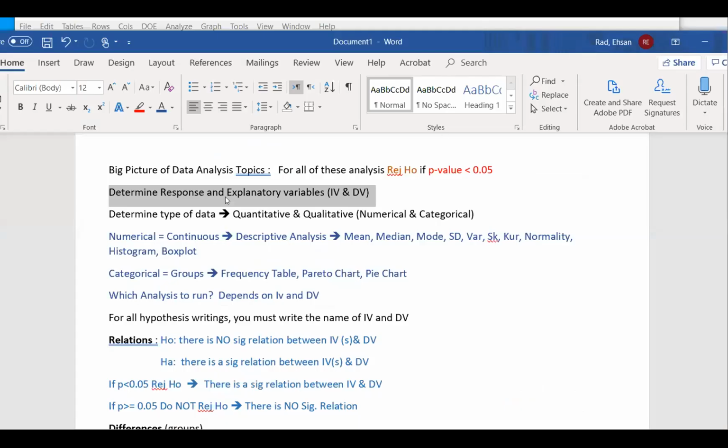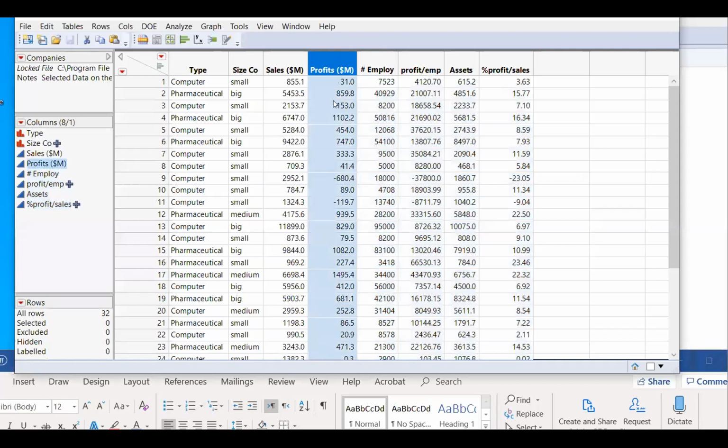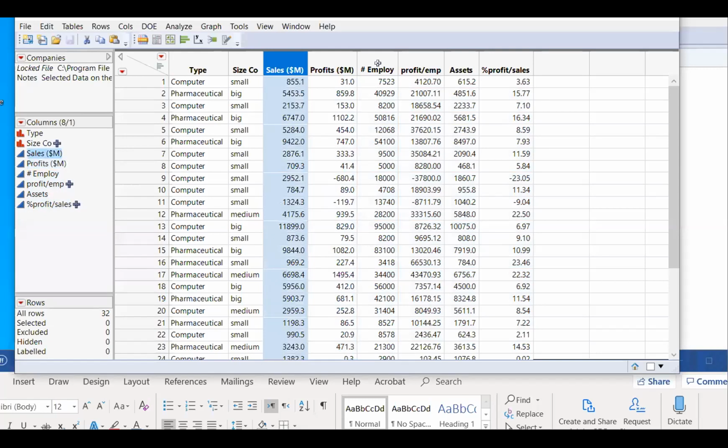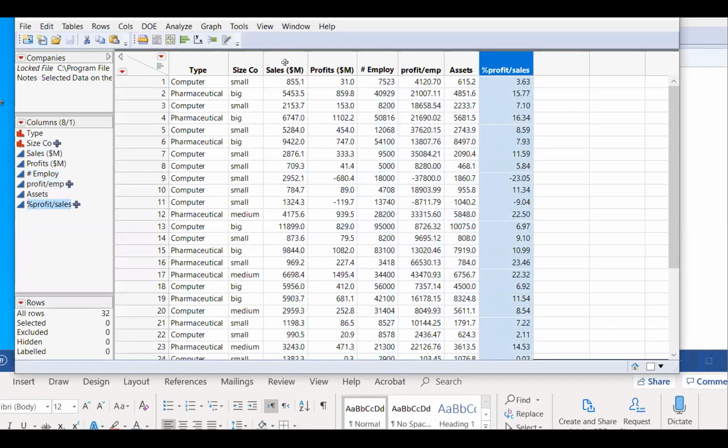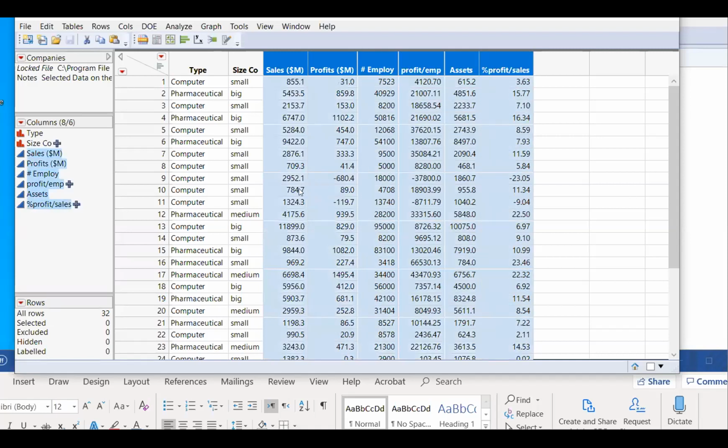I know which one is IV and which one is DV, but I need to determine the type of data I'm dealing with. Is the DV categorical? No, the DV is continuous. It's numerical, and especially continuous because it has decimals, right? How about the IVs? Sales, number of employees, assets, profit per sales. These are all continuous or numerical.